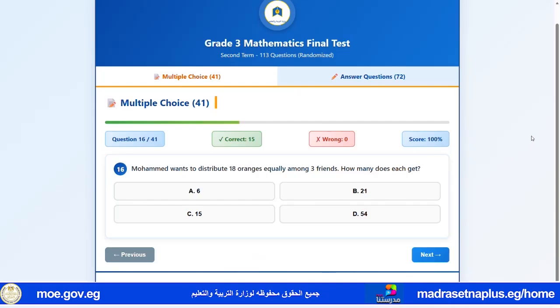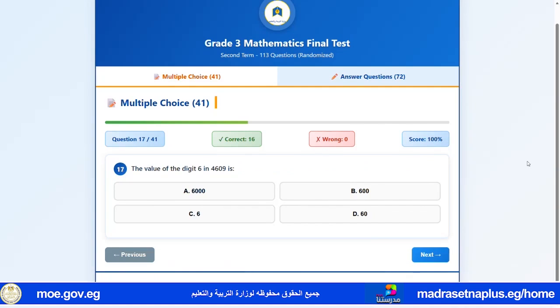So how many does each get? So I need to get what? How many oranges for each friend? Okay, so let's divide 18 by 3. 18 divided by 3 equals 6. That means what? If I give you 3 numbers, 3, 6, and 18, when I ask you to write the fact family about these numbers, you can say 3 times 6 equals 18, 6 times 3 equals 18, 18 divided by 6 equals 3, and so on.